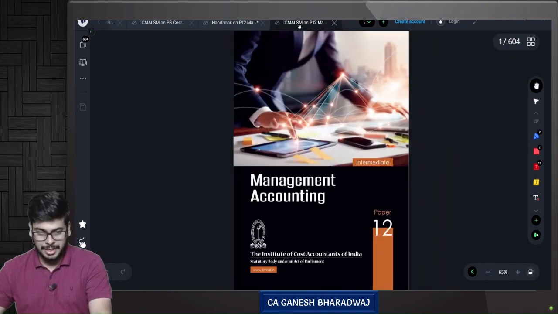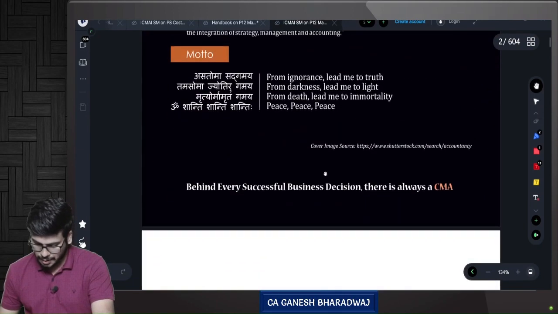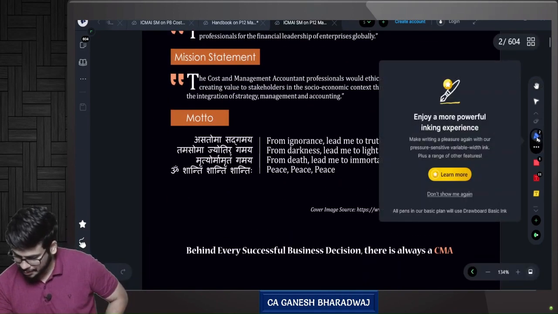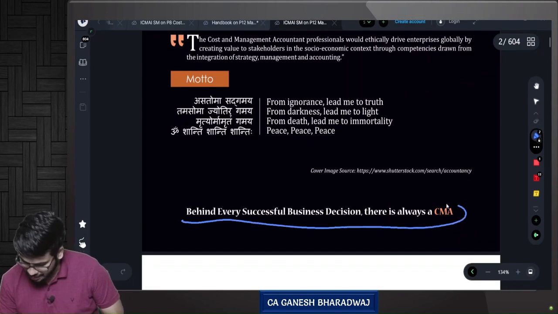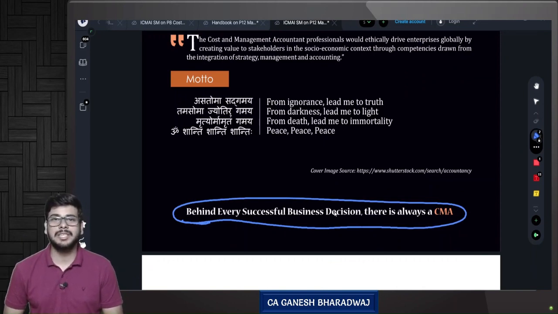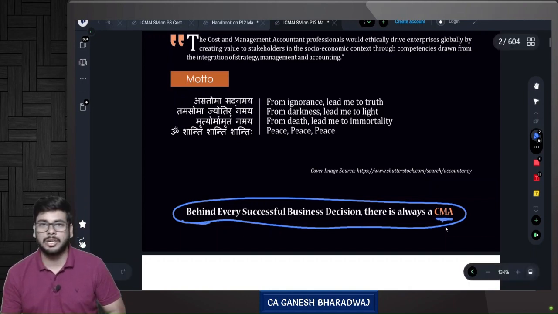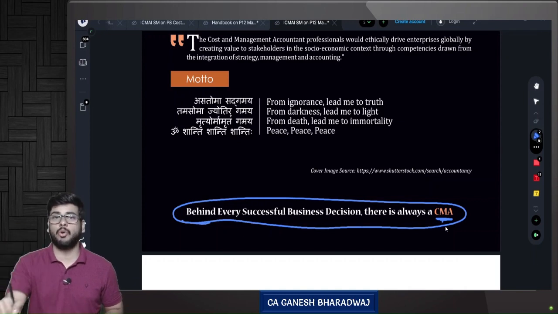That's why if you go to your study material and look at the cover page, there is a clear mention: behind every successful business decision, there is always a CMA. That is the tagline of our CMA institute. And CMA stands for cost and management accountant. This is one of the most core papers in your syllabus. That's why this subject is very, very important.